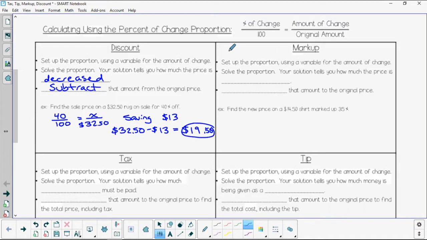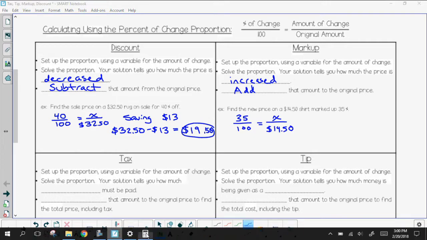So for markup, you set up the proportion using a variable for the amount of change. Again, when you solve the proportion, your solution tells you how much the price is increased. So you add that amount to the original price. So we're going to find the new price on a $14.50 shirt marked up 35%. This is a very low markup percent. Usually it's way higher. So I've got 35% is 35 over 100. And that equals the amount of change over the original price, $14.50.